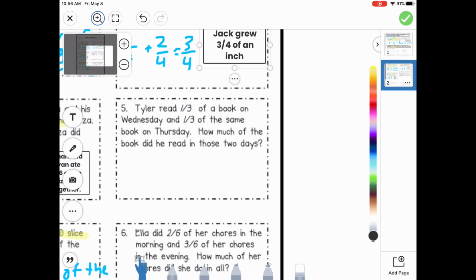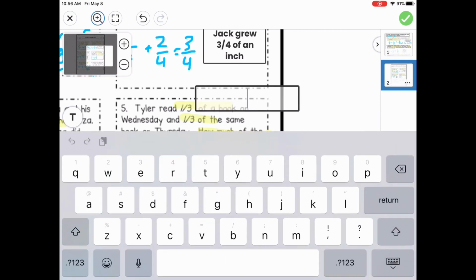Question number 5. Tyler read 1/3 of a book on Wednesday and 1/3 of the same book on Thursday. How much of the book did he read in those 2 days? So because it's asking how much he read in those 2 days, we're going to add those two fractions together. So 1/3 plus 1/3 equals 2/3. So Tyler read 2/3 of his book.